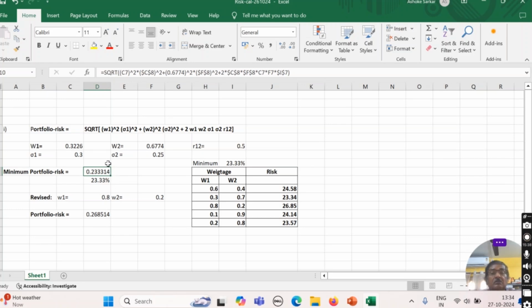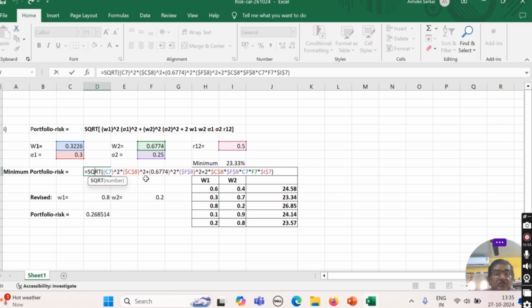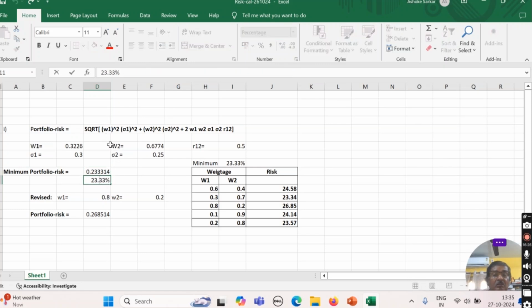And this is for WS. Now this is the minimum ratio. This is the WS formula. This is WS, 23.33%. This is the portfolio risk formula. Actually we have put all these values into the portfolio risk. That's why you see the square root of W1 is this value, 0.3226, that we have written here, W1, and in this case the cell is, okay.